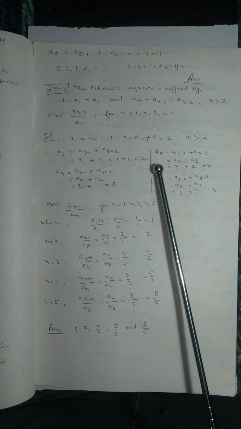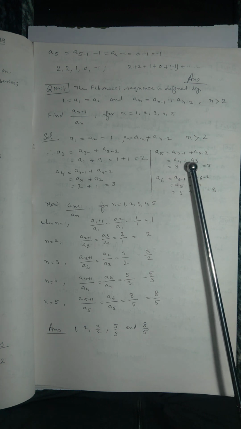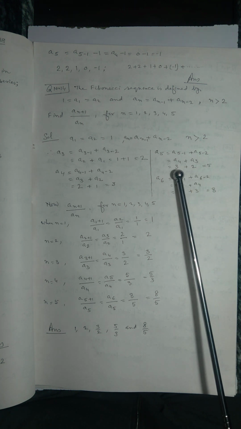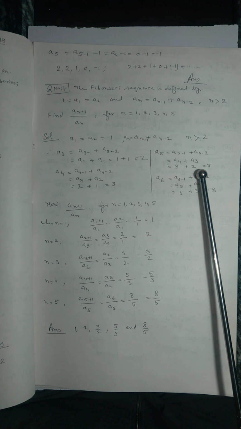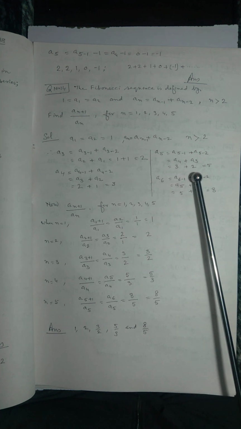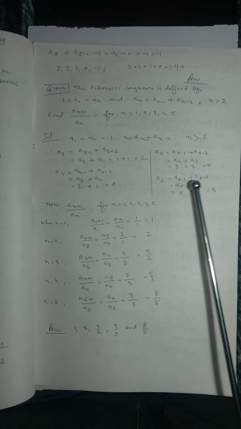Similarly, come to the A5. A5 is equal to A(5-1) plus A(5-2). So it will become A4 plus A3. A4 क्या है हमारा 3 आया है और A3 क्या है 2 है. So 3 plus 2, that is 5.